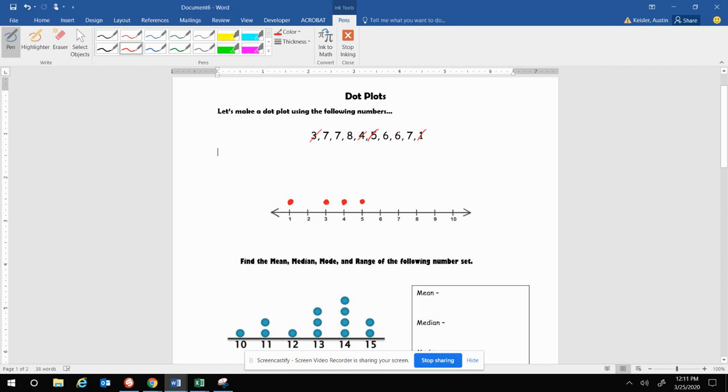But then whenever I get to 6, I have 2 of them. So instead of just putting one dot, I need to put 2 dots. And that shows me that there are 2 6s. When I get to 7, I have 3. So I'm going to put 3 dots above the 7 to show that there's 3 of those. And then I have one 8. So I'm going to put one dot over here. So a dot plot's really basic, pretty simple. You're just putting a dot for every time the number shows up above the number.